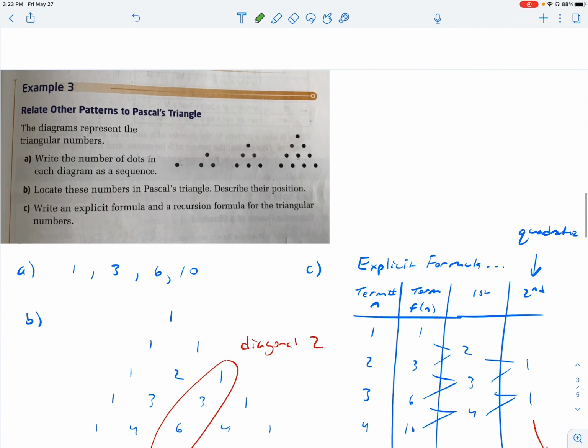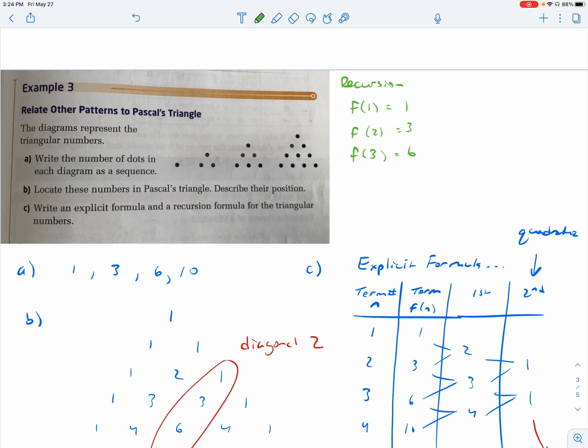So the recursion formula. Okay, remember we just need to look at this pattern and say, what do we need to do to go from here to here? And then what do we need to do to go from there to there? So we're always using the previous term to get the next. Sometimes it's helpful to write them out. So f of 1 equals 1, f of 2 equals 3, f of 3 equals 6.